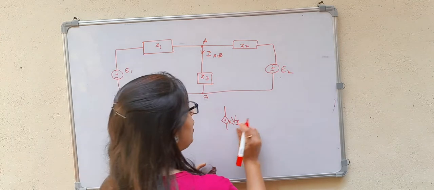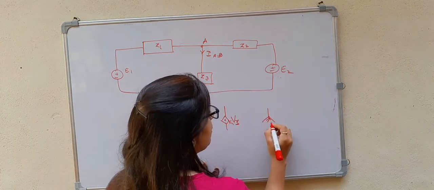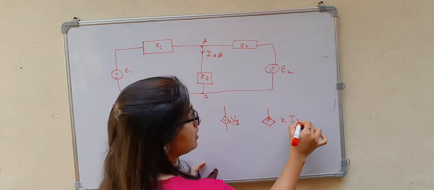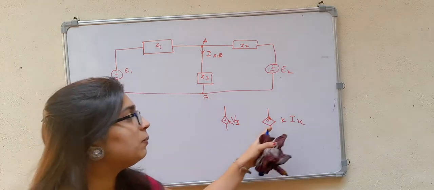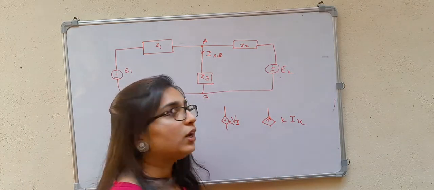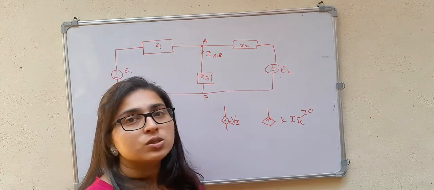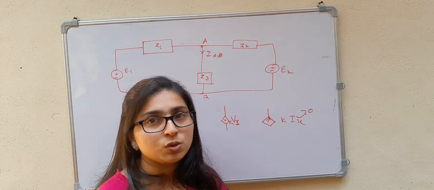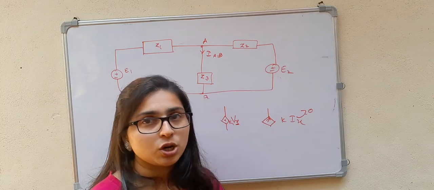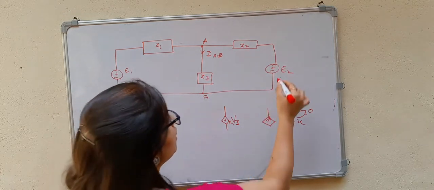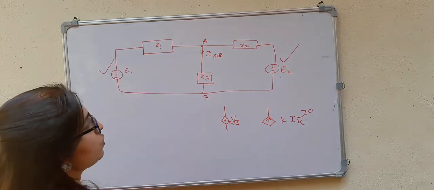Okay. And if I have a dependent current source, that is K into Ix depending upon the current, the value will be 0 only when this Ix is equal to 0. That is, when the controlling current is 0. So don't replace the dependent sources by the open circuit and the short circuit. Okay, this is only for the independent voltage sources.